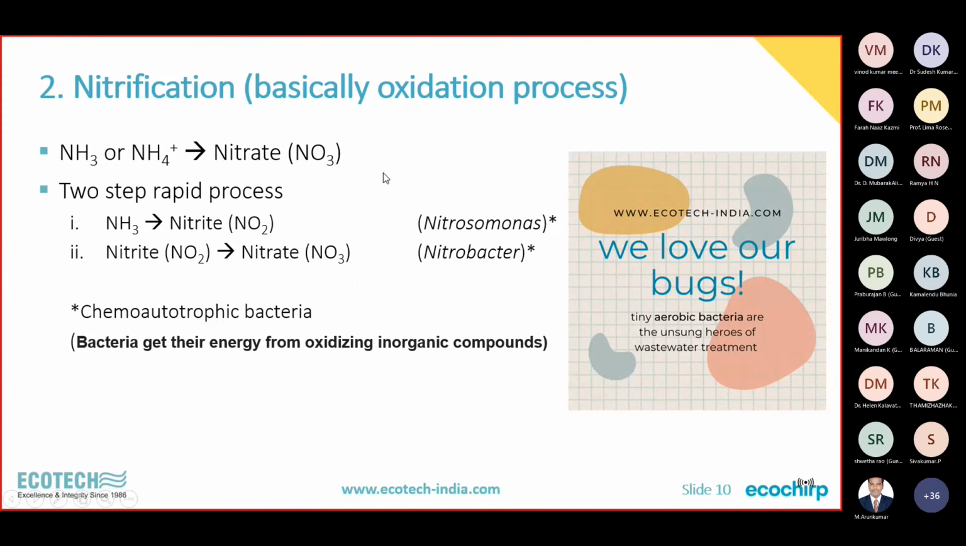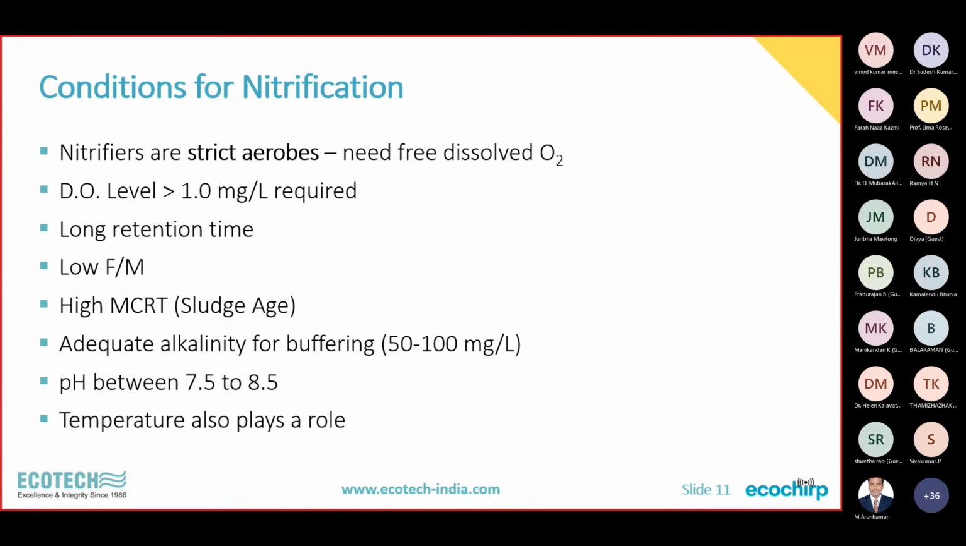Nitrification: ammonia in raw sewage is present as ammonia because of ready hydrolysis, and then nitrification happens in the aeration stage. What are the favorable conditions for nitrification? Nitrifiers are strict aerobes, and therefore you need free dissolved oxygen in the wastewater. Dissolved oxygen level should be more than 1 milligram per liter, 1 ppm. In all our biological aeration systems, we maintain 1.5 to 2 ppm, and therefore it's not a major issue. In fact, in MBBR technology, as you saw, you are maintaining 3 to 4 ppm dissolved oxygen.